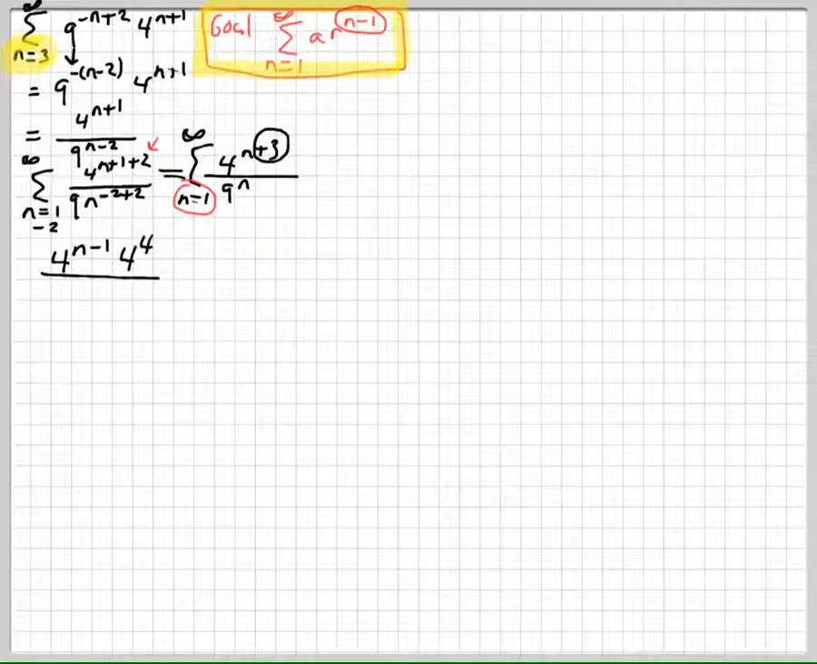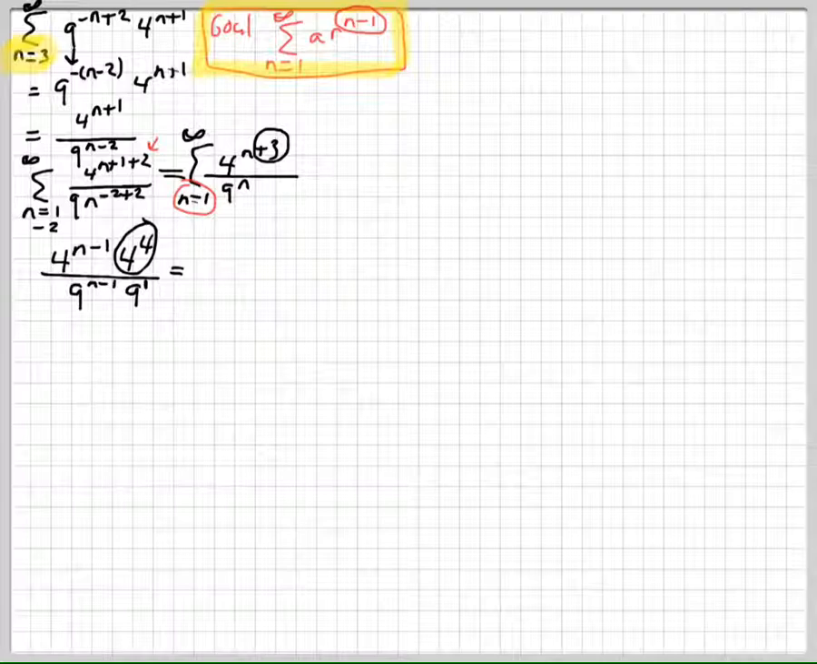Okay? And in the denominator, we need it to be 9 to the n minus 1 power. And so what do we need to do? We need to add 1. Negative 1 plus that 1 is going to give us just regular n. And looks like we're almost there. So if we rewrite it over here, 4 times 4 times 4 times 4 is 256, I believe. And then this 9 to the first power is just that.